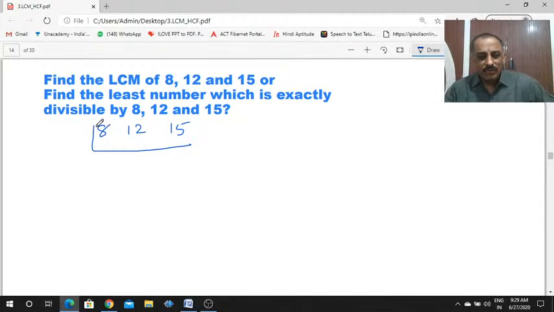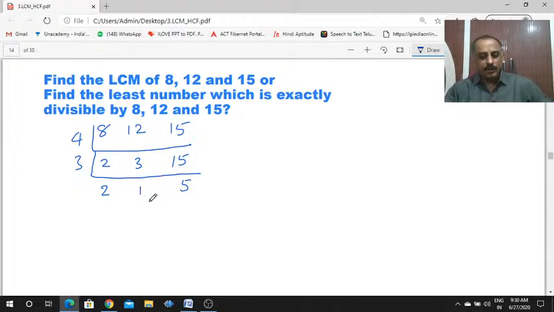So 8, 12 and 15, there is no common factor for all three numbers. 8 and 12 are exactly divisible by 4. 4 2s are 8, 4 3s are 12. 15 is not divisible by 4, so write it as it is. 3 and 15 are divisible by 3. 2 is not divisible by 3, so write it as it is. 3 1s are 3, 3 5s are 15.